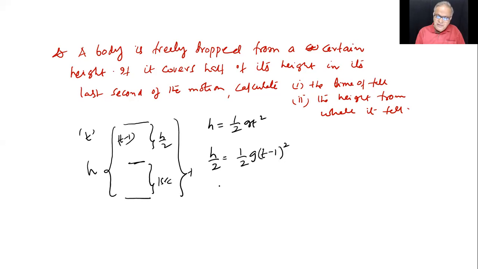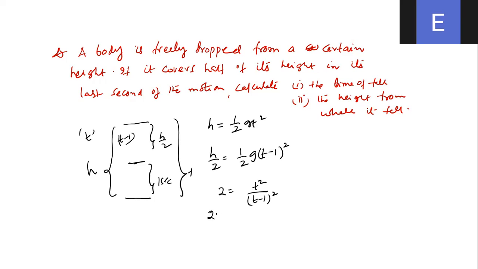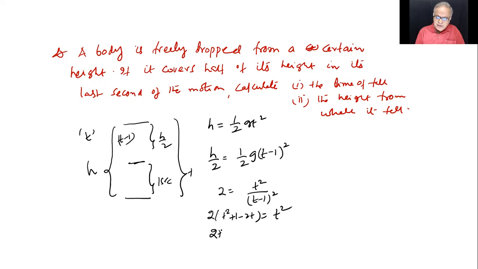Right. So if I divide one by the other, 2 equals, what will I get? T square by t minus 1 whole square, isn't it so? So what do I get? 2 into t square plus 1 minus 2t is equal to t square. So 2t square plus 2 minus 4t equals t square. So what do I get? T square minus 4t plus 2 equals 0.